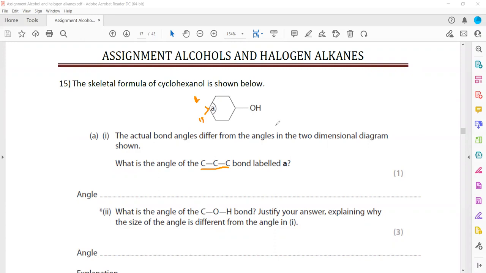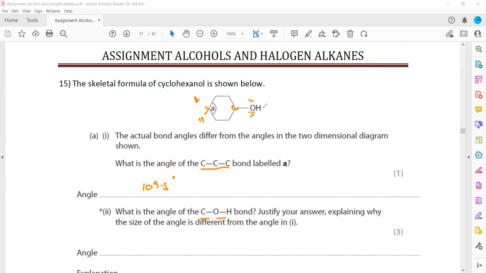So carbon is forming four bonds. When there are four bonds and no lone pair, what should the bond angle be? As we know, the structure is tetrahedral with a bond angle of 109.5 degrees. Then what is the angle of COH? Here the C is there and the O is central. This oxygen will have two lone pairs.